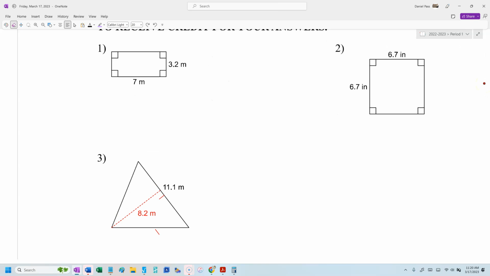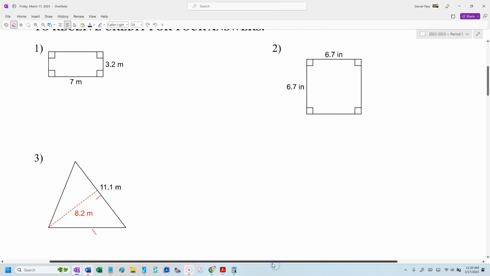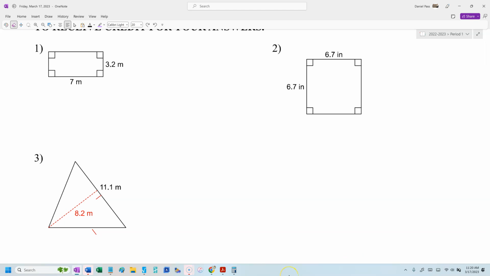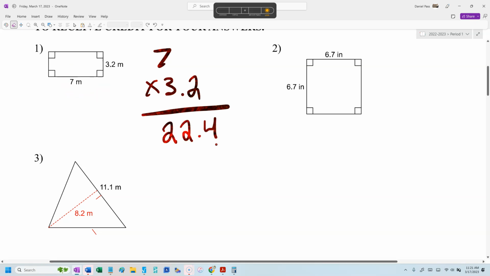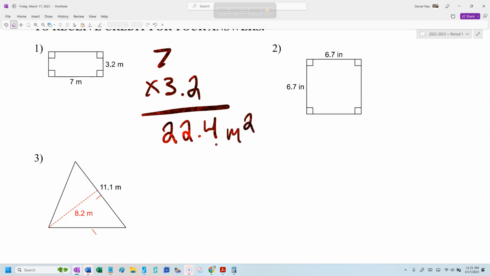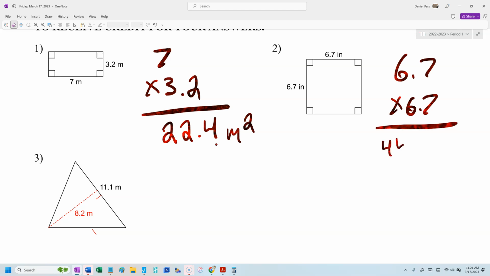So let's go through this. All right, so in order to find our area, we need to multiply. Here we go. So we have to do 7 times 3.2, and that makes 22.4. All right, now since it's area, it's squared. Meters squared. Okay. Now we've got 6.7 times 6.7, which makes 44.89 inches squared.